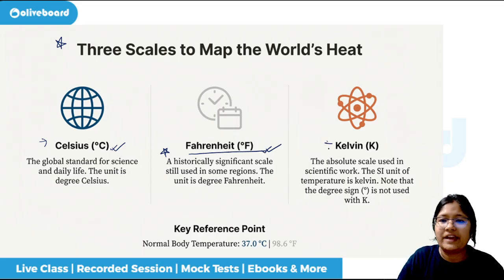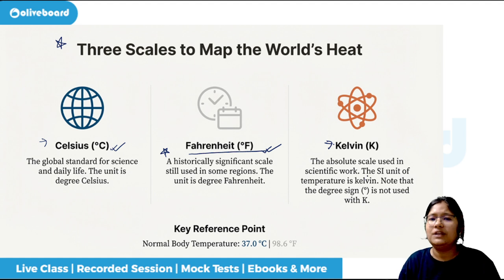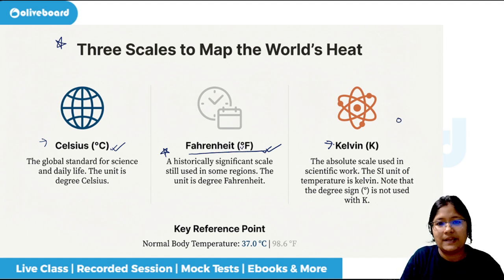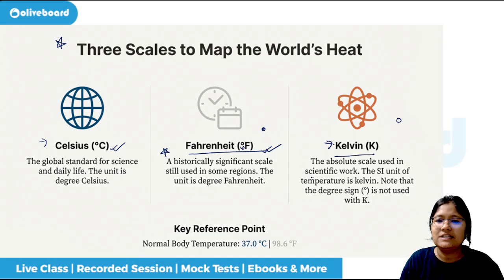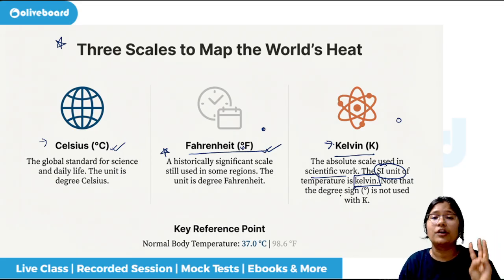Now we also have Kelvin, but did you notice that we do not use the degree sign, this dot which we place here? This is the short of degree. We do not use it. Do not use the degree sign in case of Kelvin. So the absolute scale used in scientific work, which is also the SI unit of temperature, is Kelvin. So is it degree Celsius, degree Fahrenheit, or Kelvin? The answer is it is Kelvin, and the degree sign is not used.